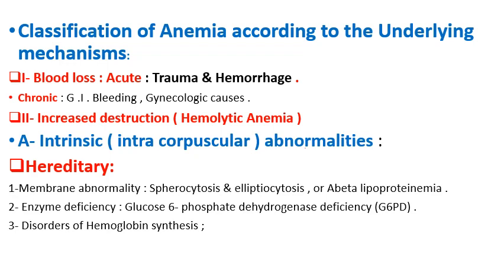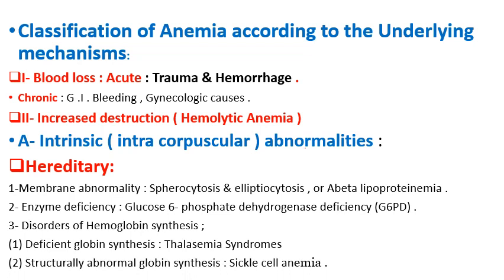neonate. Or there is a disorder of hemoglobin synthesis, as in the hemoglobinopathies, when there is a deficiency in globin synthesis, as in thalassemia, or when there is a structural abnormality in the globin, when there is replacement or substitution of a certain amino acid by another amino acid, as in the case of sickle cell anemia.